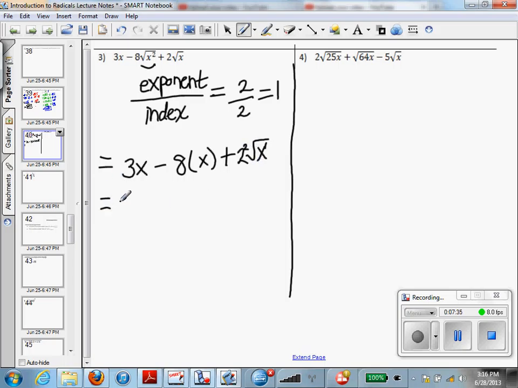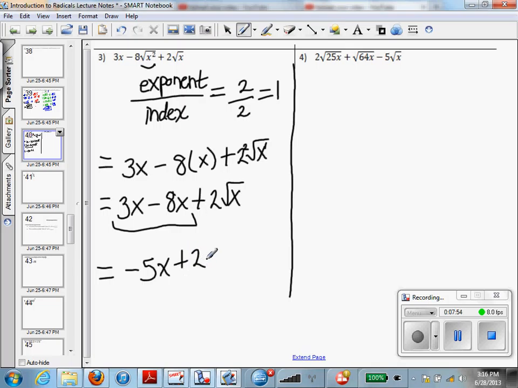But as you notice, if we make it a bit more legible, we have 3x minus, this simplifies to 8x, plus 2 square root of x. So now we can think of these as having like terms. We just have negative 5, because 3 minus 8 is negative 5. Leave our x in there, plus 2 square root of x is our final answer.